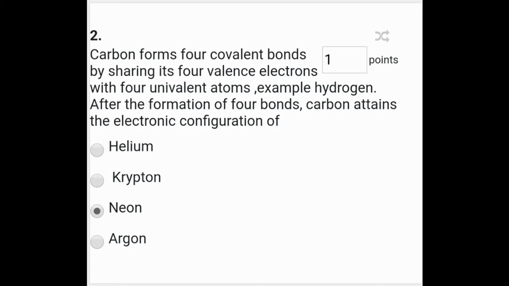Question 2. Carbon forms 4 covalent bonds by sharing its 4 valence electrons with 4 univalent or monovalent atoms, for example hydrogen. After the formation of 4 bonds, carbon attains the electronic configuration of, from the options, neon is correct.